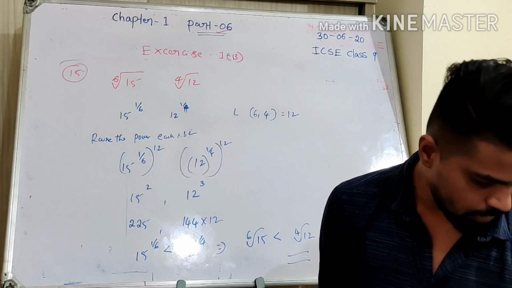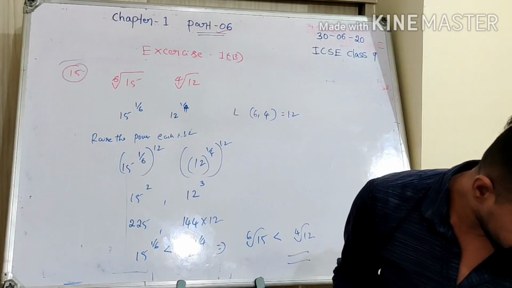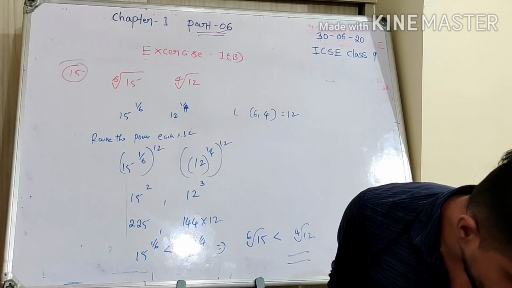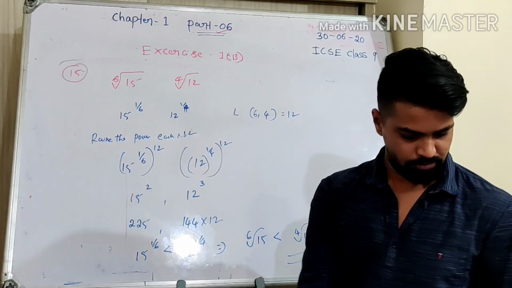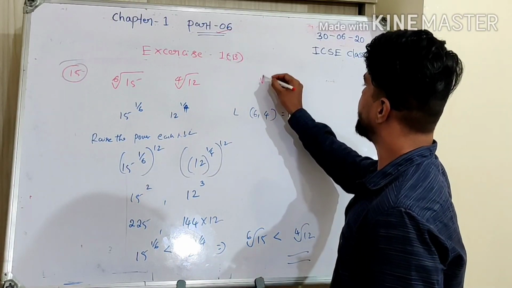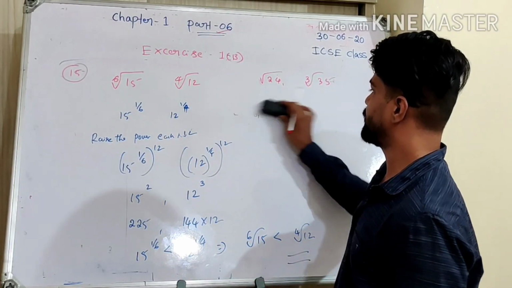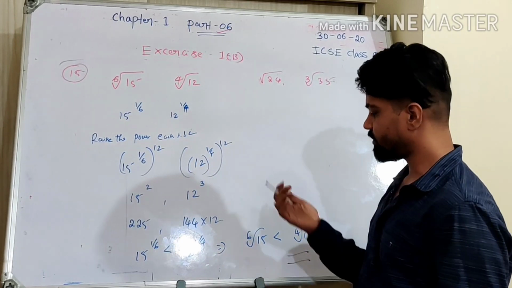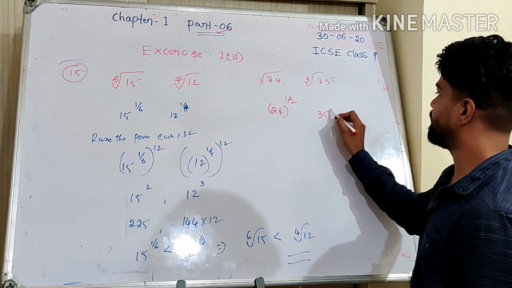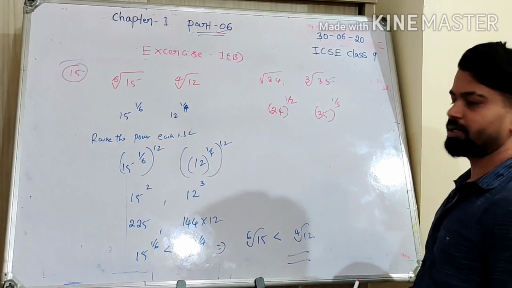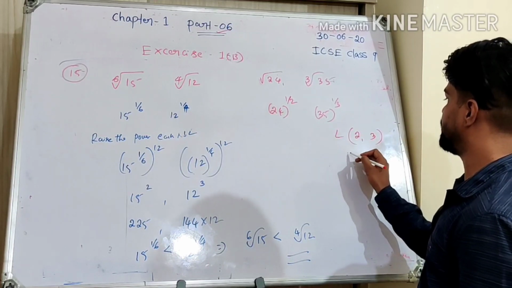Okay, now I'll do the second question in 15th one. The second question is comparing square root of 24 and cube root of 35. Let's see what to do here. So here 24 power 1 by 2. This is 35 power 1 by 3. So what will you do? Take LCM for 2 as well as 3. So LCM of 2 and 3 will be 6.